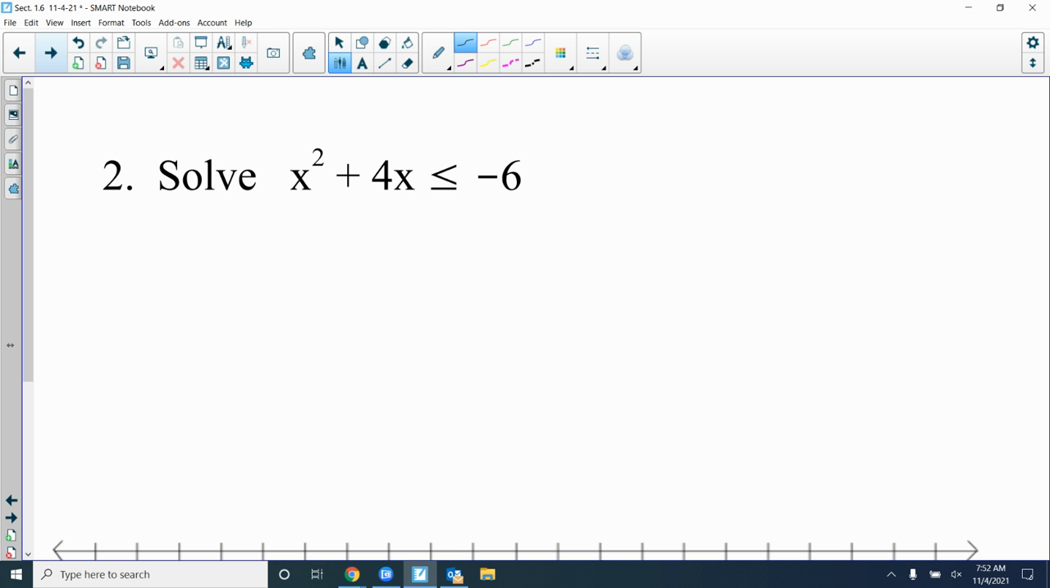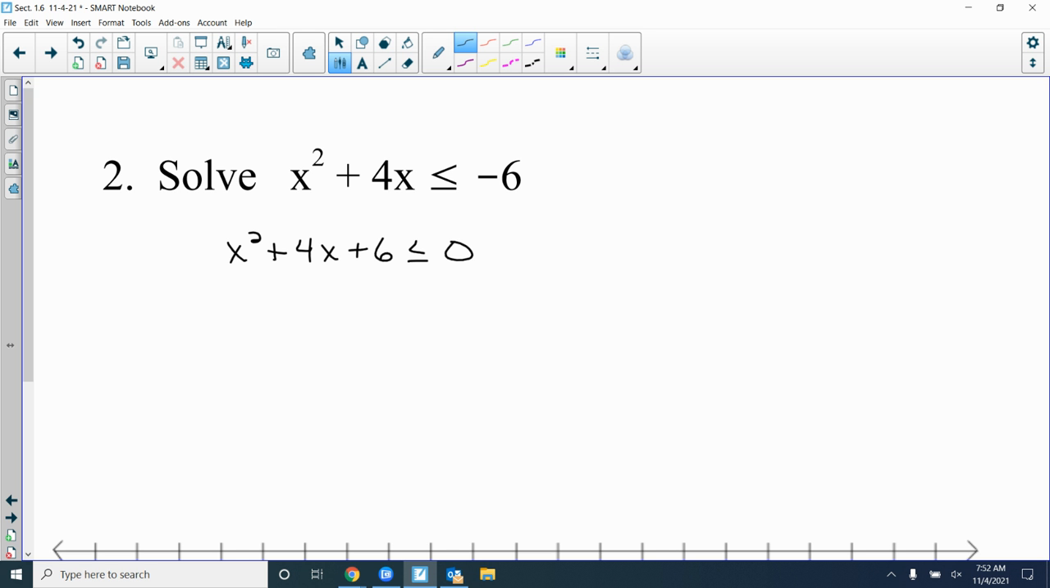All right, same idea. x squared plus 4x is less than or equal to negative 6. It is not set equal to 0, so set it equal to 0. Whoops, I'm going to add 6. So I get x squared plus 4x plus 6 is less than or equal to 0. All right, first rule, factor. Take a look. What multiplies to 6 and adds to 4?